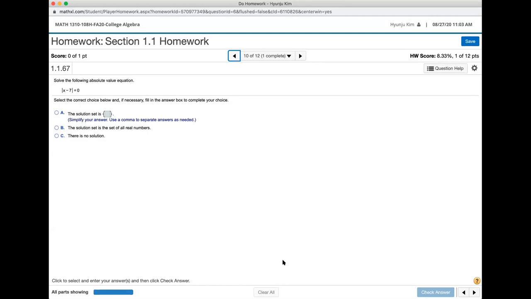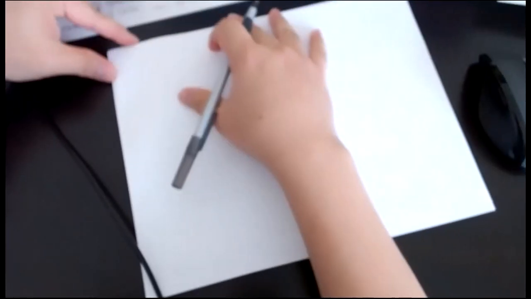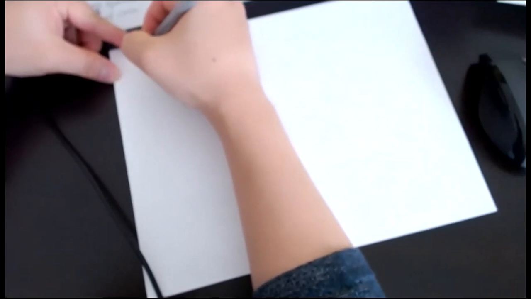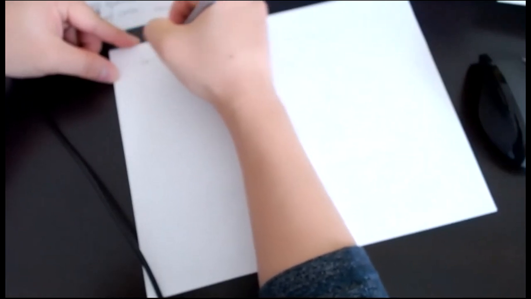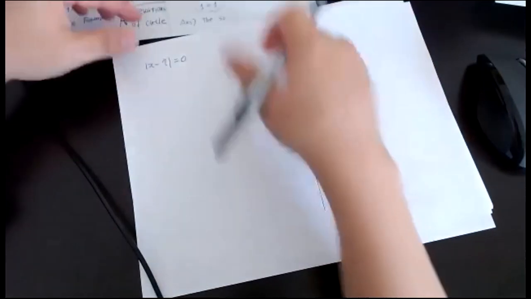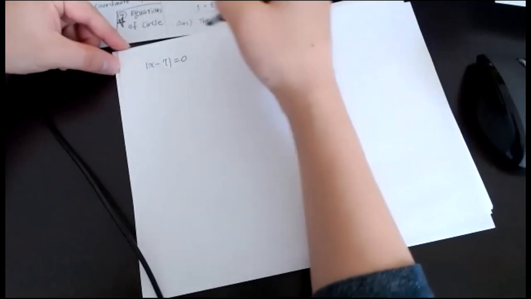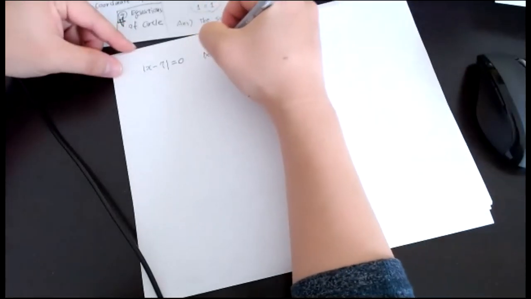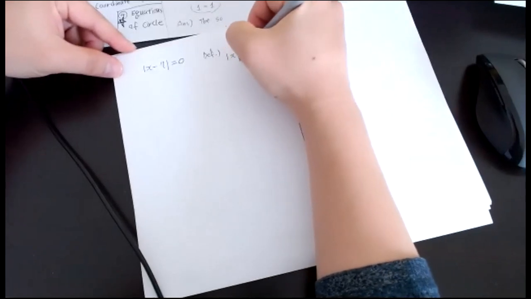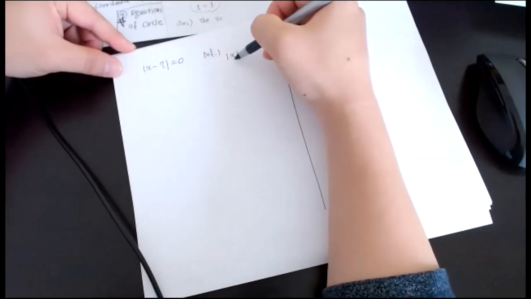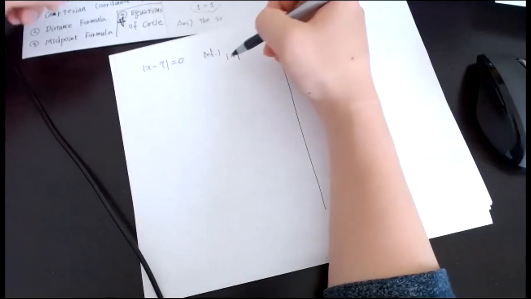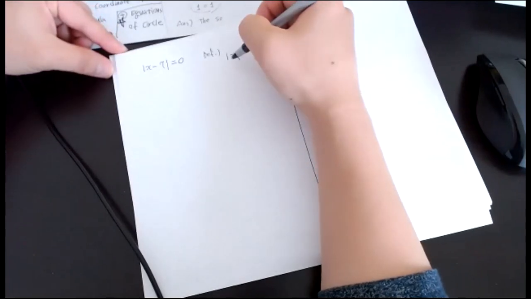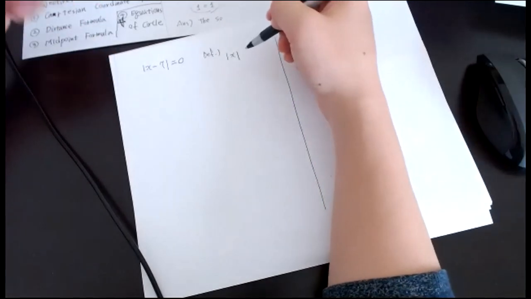Give me a second. Let me copy the problem: the absolute value of x minus 7 is equal to 0. So what's the definition of absolute value? Let me remind you of that. The absolute value of any algebraic expression, I told you this x doesn't mean a single variable x. In the definition of absolute value, the x represents any algebraic expression.